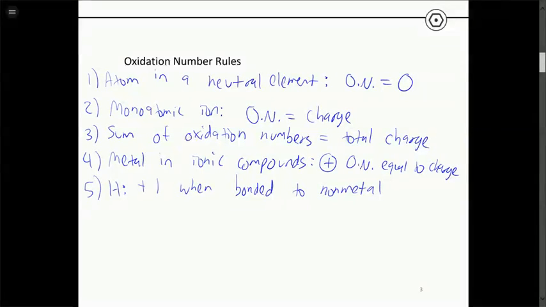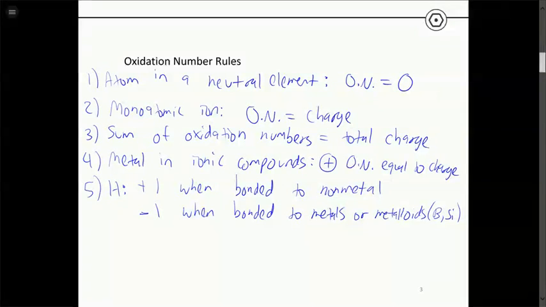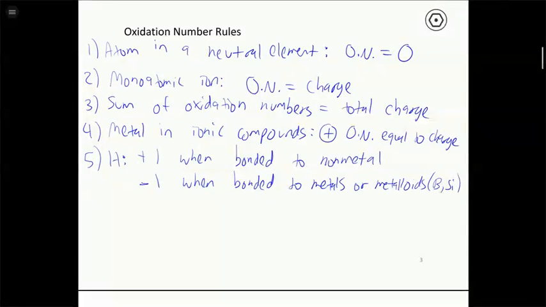Now there are a few rare examples where hydrogen has a -1 oxidation number, and that's when it's bonded to a metal or a metalloid. Remember that metalloids are things like boron and silicon, and a couple other examples that you might see. So we haven't seen a lot of examples like this, but there are compounds that involve hydrogen bonded to a metal. They're called hydrides, and in that case hydrogen has a -1 oxidation number. Well, you won't see those very often.